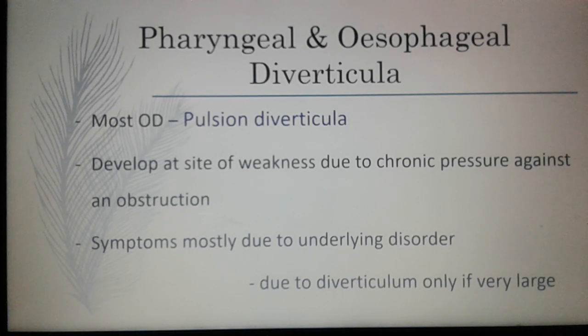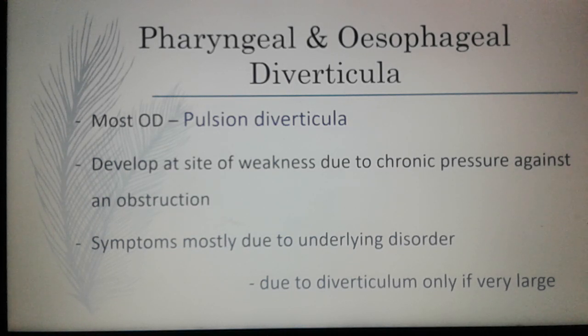So most of the esophageal diverticula, let's start with the diverticulum. Basically, in this group affecting the esophagus, they are of 2 types, the pulsion type and the traction type. The pulsion diverticula and traction diverticula. So what is pulsion diverticula? Basically, these pulsion diverticula develop at the site of weakness, and they arise due to chronic pressure against an obstruction, and due to increased pressure it just forms this pulsion diverticula.